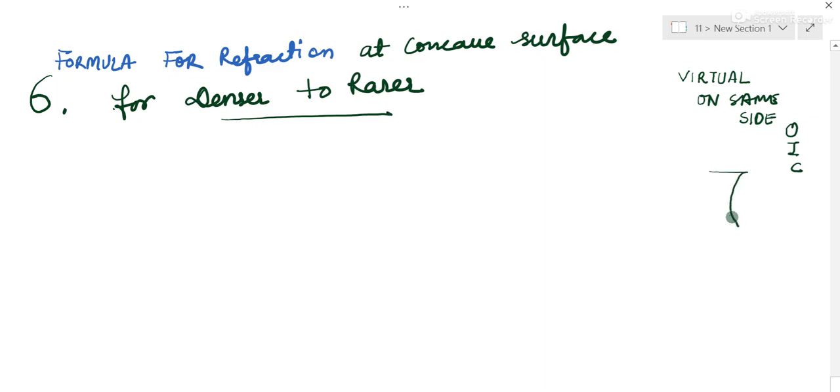On same side. We know the arrangement of words. Right? Concave we will make. Denser to rarer. So we'll hit against this surface. So let us make this surface. So you're trying to go out from glass. So this is glass. This is air. This is denser. This is rarer. This is mu g. This is mu a. This is mu 2. This is mu 1.